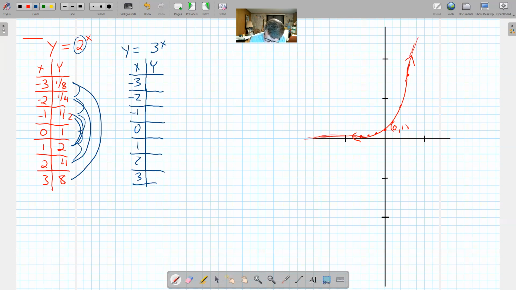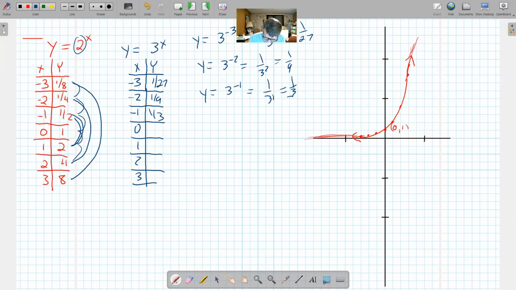If x is -3, y equals 3 to the -3 power, which is 1 over 3 to the 3rd power, which is 1 over 27. If x is -2, y equals 3 to the -2 power, 1 over 3 squared, which is 1/9. If x is -1, y equals 3 to the -1 power, 1 over 3 to the 1, or 1/3.